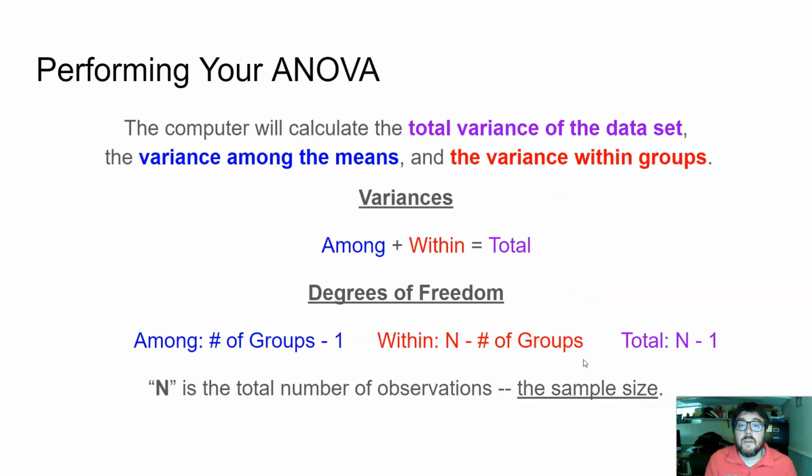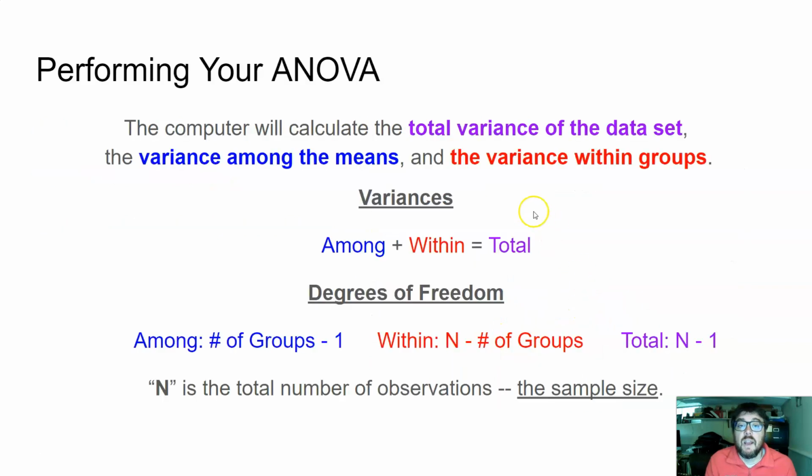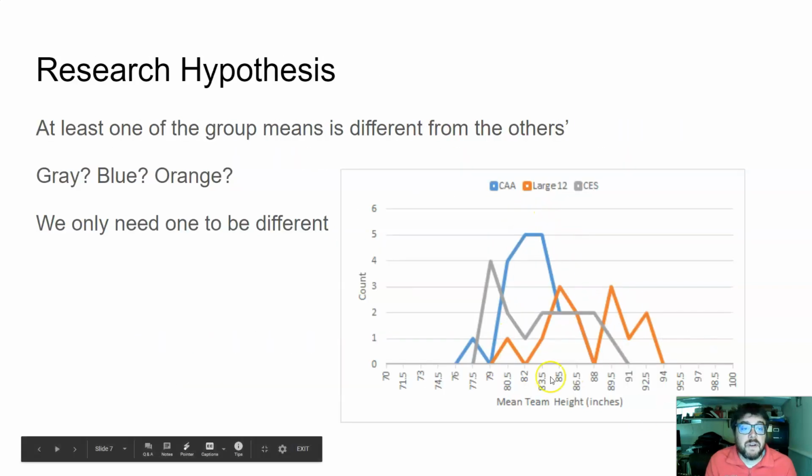So we do our ANOVA. We calculate a couple different variances. We calculate the variance of the whole data set. Then we calculate the variance among the means. So between orange, blue, and gray, there's not much variation between these two, but this one's a little farther away, so that's a variance. And then also the variance within groups. So how spread out are the individual groups?